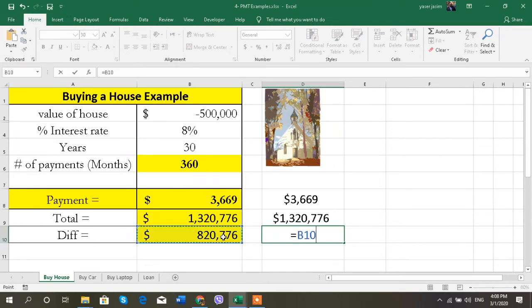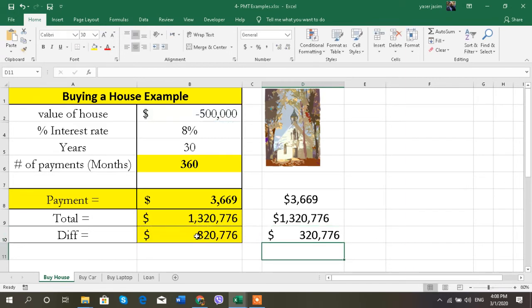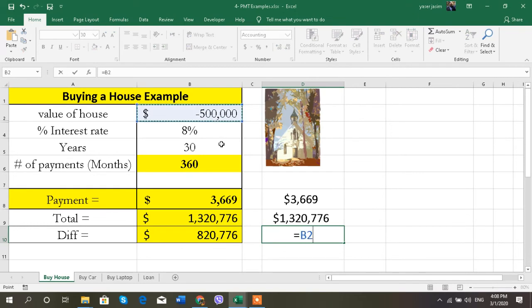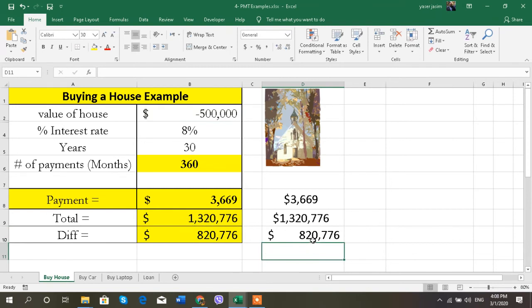this one, sorry, equal the value of the house plus again, sorry, this is another function. I need to just this one plus the total, and I can see that $820,776 is the overloaded over the value, the real value of the house after 30 years.